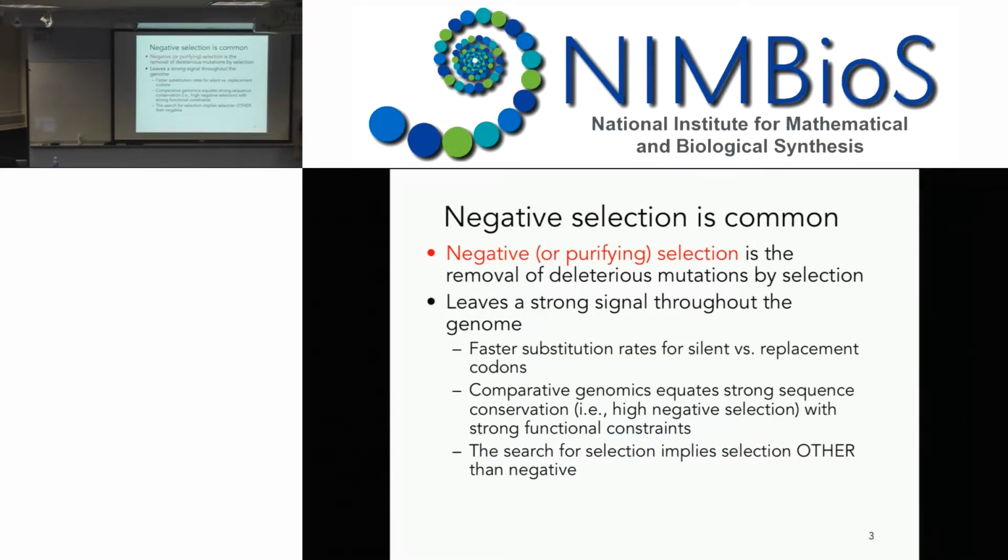Negative selection is common, right? Mutations arise which are deleterious, they get removed. This is simply background selection. We can call that negative or purifying selection. This leaves a strong signal throughout the genome. Number one, we see faster substitution rates at silent sites than replacement sites. A replacement site is a site where the codon change results in a change in the amino acid. We expect most of those to be deleterious. A silent site means a codon change doesn't change the amino acid. That could have an impact on codon usage bias or other things, but we don't expect that to be nearly as dramatic as changing an amino acid.